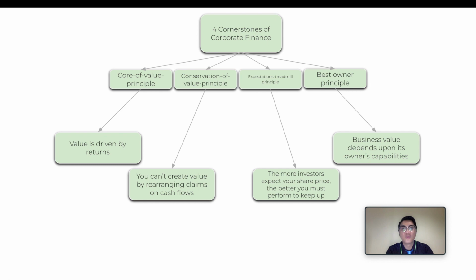There are also 4 cornerstones of corporate finance. The first is about core of value principle, which is about value. And value is driven by returns. The second one is about the conservation of value principle, which is you cannot create value by rearranging claims on cash flows. The third one is about the expectations treadmill principle, which explains about the more investors expect your share price, the better you must perform to keep up. The fourth one is about the best owner principle, which explains about business value depends upon its owner's capabilities.